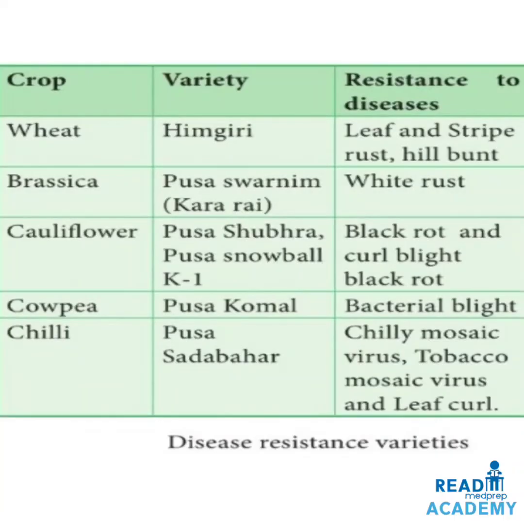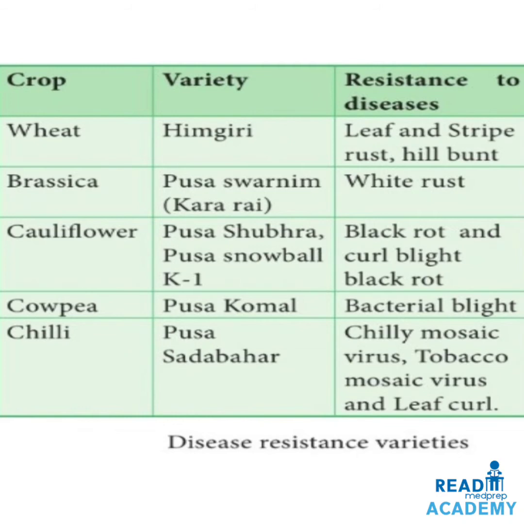Here in this image, you can see the table with the crop on the left side, the variety in the middle, and resistance to diseases on the right side. Wheat: the variety is Himgiri, and resistance to diseases like leaf and stripe rust and hill bunt was produced. Brassica: Pusa Swarnim, otherwise called Karan Rai, variety was produced which was resistant to white rust.